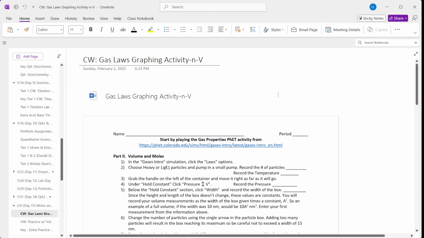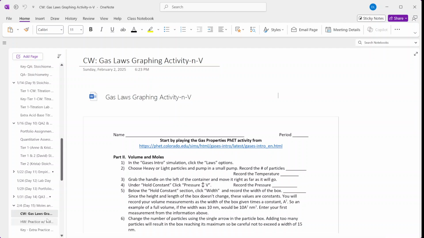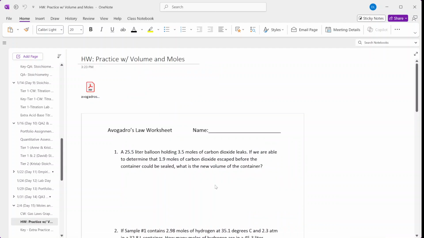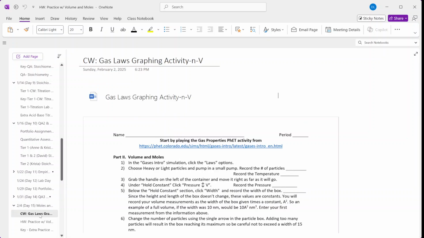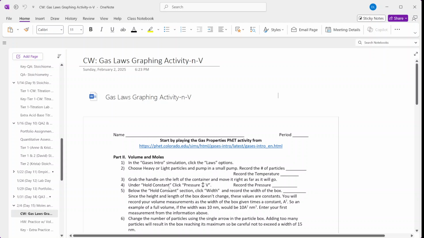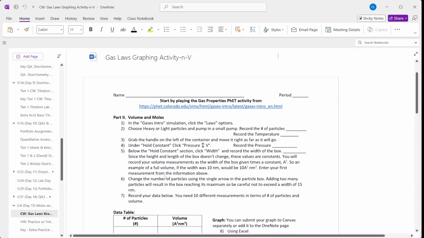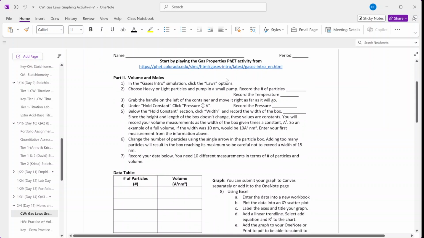Once you're done with this classwork, for homework, what you want to do is complete some of these practice activities based on an equation that you will derive upon completion of this worksheet. So let's talk about this worksheet a little bit here. The first thing you want to do, obviously, is follow through with these directions on the worksheet. In order to do that, let's go ahead and open up the PhET simulation.